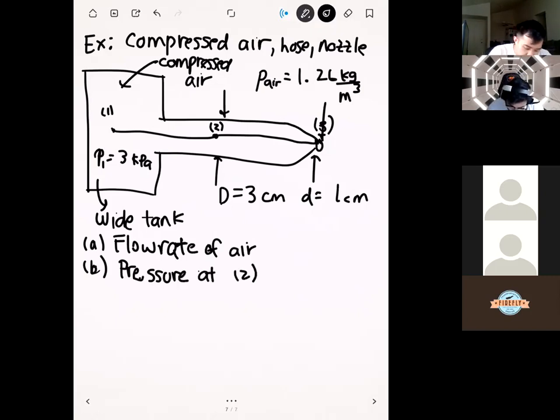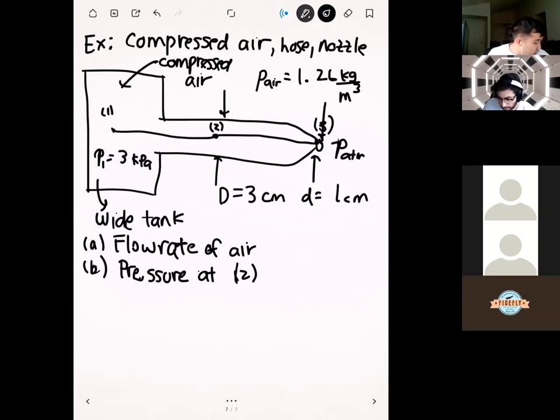Okay. And so in order to do this, we're going to use a combination of Bernoulli and also conservation of mass. And because it's kind of implicitly assumed in the problem that once the air leaves the nozzle at point 3, it's going to be at atmospheric pressure, we're going to use that tidbit to basically help us with Bernoulli.